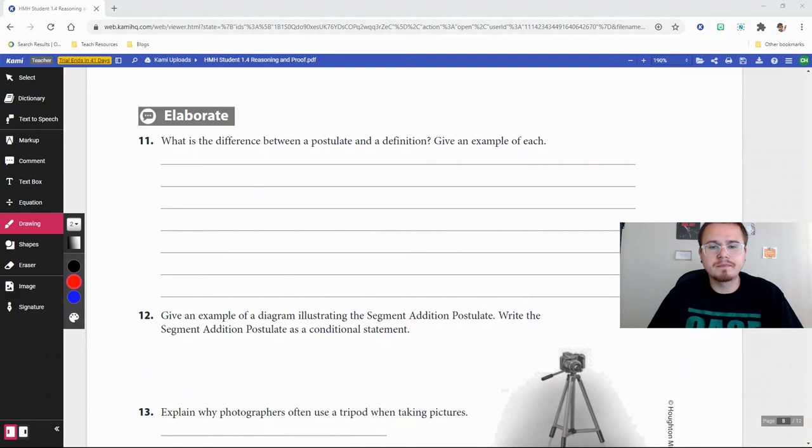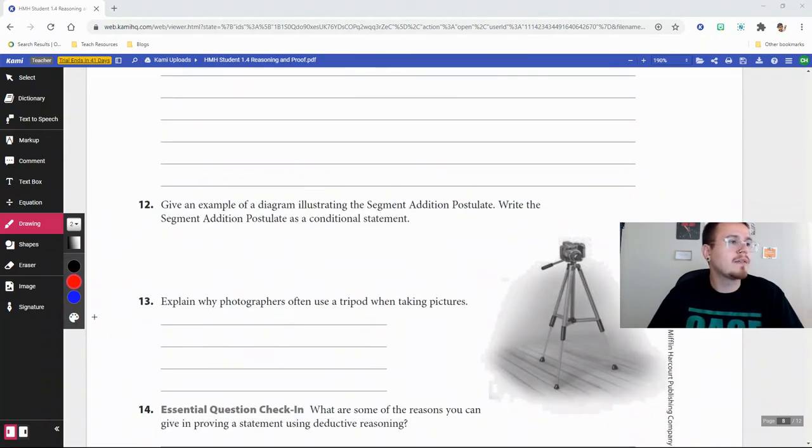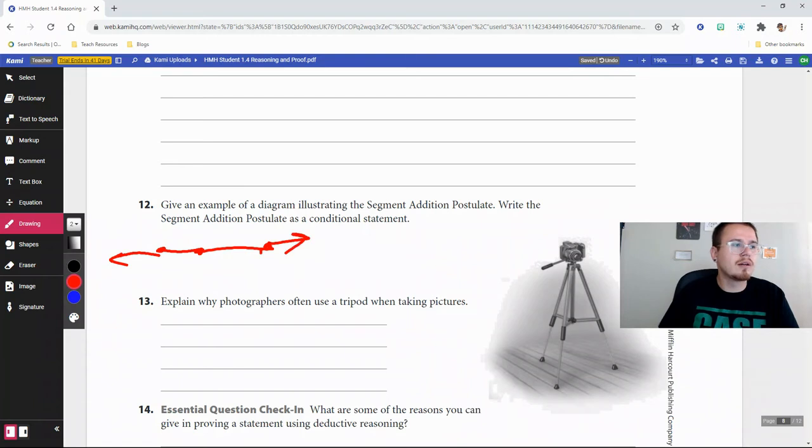Let's take a look. Example of a diagram illustrating the segment addition postulate. So we kind of did one of these, just end up making a segment and then another segment. You draw a line through it if you wanted to, make sure points, no biggie.